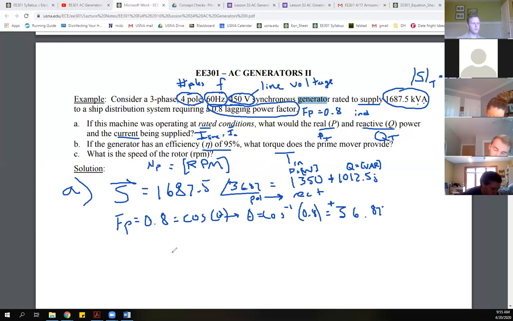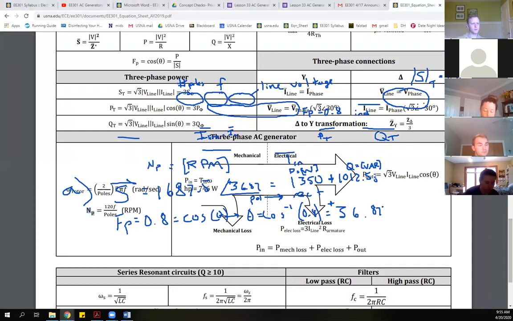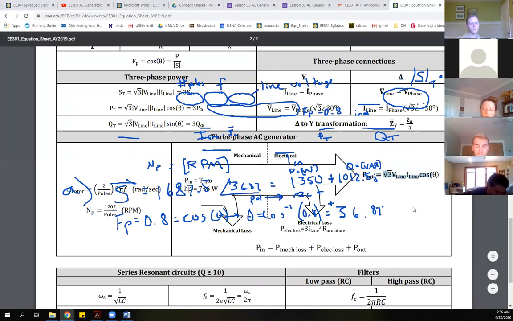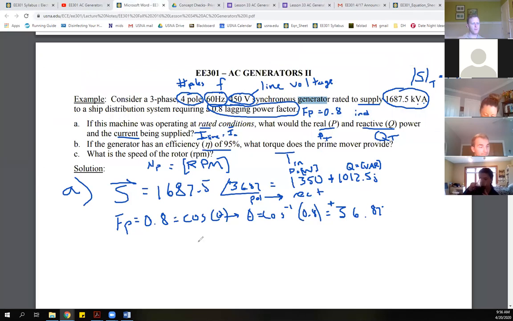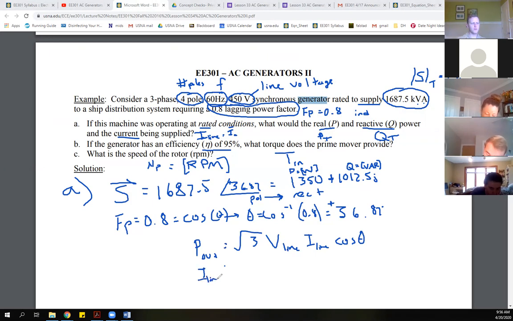The next one would be the current. So if I'm looking at the equation sheet, here's where it gets a little messy, but P out equals √3 V line I line cosine theta. Well, we actually know all of these parts. Let's just write down that formula. P out equals √3 V line I line cosine theta. And so what we're asked to find is I line.